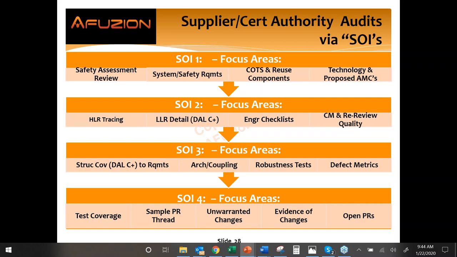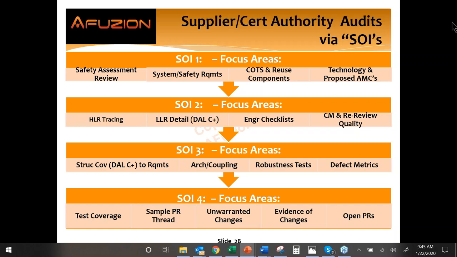SOI-3, after the implementation's done, my focus is on structural coverage for DAL C and above. Did I meet requirements using requirements-based tests? Have I addressed architecture and the coupling, data flow, control flow coupling? And if you need information on that, look on the LinkedIn group, DO-178C for engineers and managers. That's a group on LinkedIn. I think there's about 7,000 people in that. That has a good thread in there. Technical discussion on all the details of data flow, control flow coupling. That's a big weak area that's often forgotten at SOI-3.